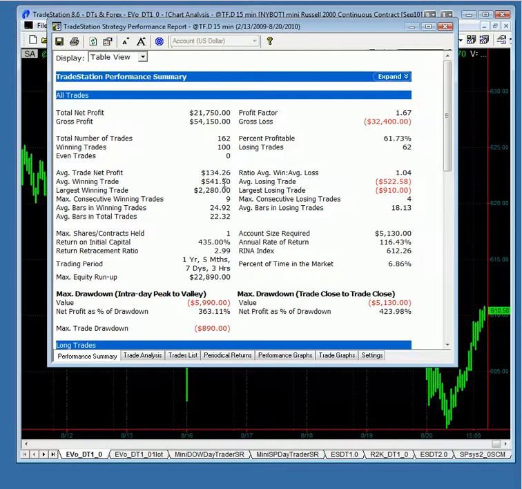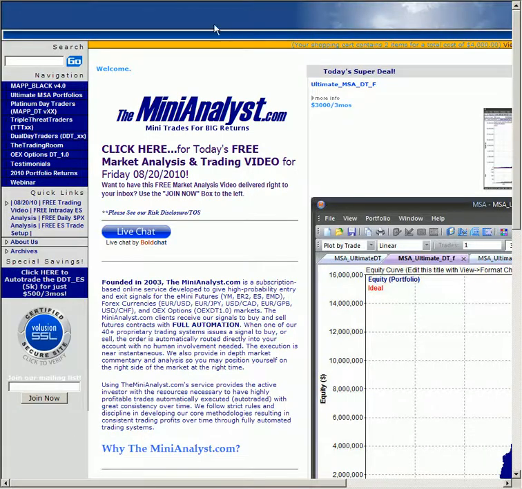$134 every time the system trades, $134 in average trade net profit, and that of course is including I believe $20 for slippage and commissions. Our reports on the website are $26, but I believe here they are $20 included, factored in for slippage and commission. So, how have our portfolios been doing?